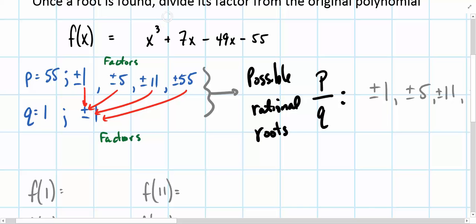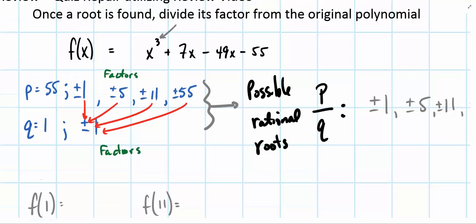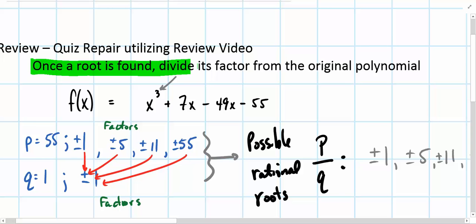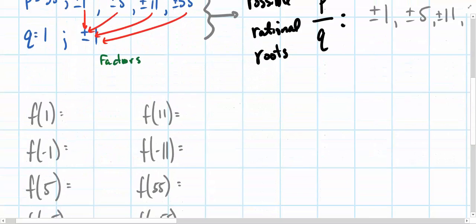Now, once I find one root, I'm actually going to stop searching for the others because I notice that this is a cubic polynomial. And if I can factor out one root, then it's going to reduce this from a cubic polynomial into a quadratic polynomial. And quadratics, we have many different ways to find solutions. So again, if I can turn this into a quadratic, I would rather do that and then find the solutions using the methods that we've practiced in other units, rather than looking for the results from the rational roots theorem. And that's what this reminder is here for. It says once a root is found, divide its factor from the original polynomial, and then hopefully you've got something that you can work with.